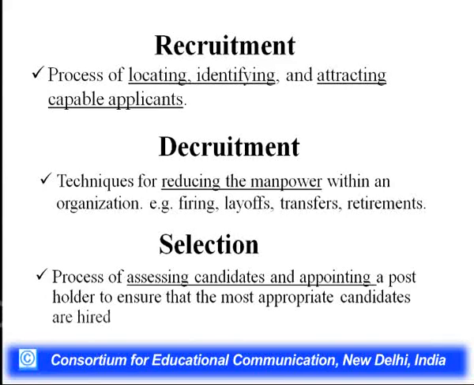In this particular case, it is the process of assessing candidates and appointing a post holder, to ensure that the most appropriate candidates are hired. So selection is the most appropriate process after the recruitment is over. In this particular case, the selection of the most appropriate candidate takes place.